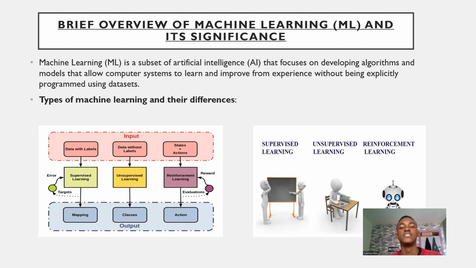Machine learning in general has three types. There is supervised, there is unsupervised, and there is reinforcement. We are going to talk about each in the next few slides.